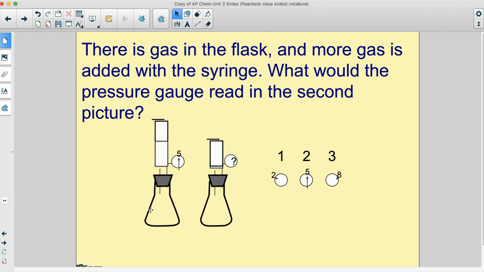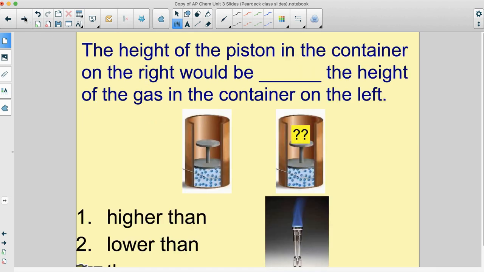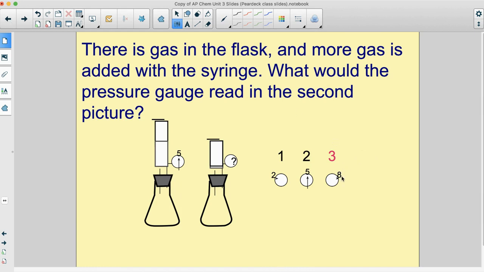Here, this first flask has gas inside, and then we push down on the piston with this syringe, and the syringe has gas in it. So we push down, and more gas goes into the flask. And we ask, what does the pressure gauge read in the second picture? It starts off at 5. If we put more gas in, will it go to 2, 5, or 8? It will increase to 8, right? If we put in more molecules, we create more collisions among the molecules. That creates more pressure.